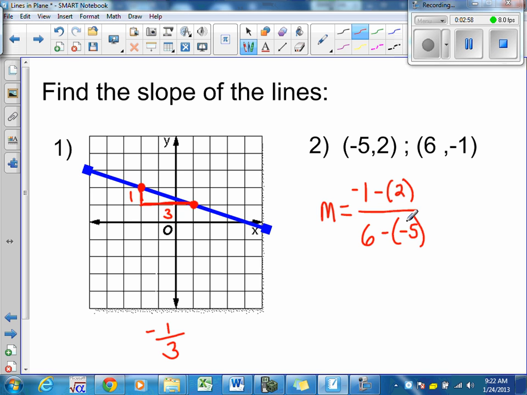Always put parentheses in, makes things work out better. So on the top, -1 minus 2 is a -3. On the bottom, negative and a negative become positive, so I get -3/11. So that's how to find slope from a line or from 2 points.